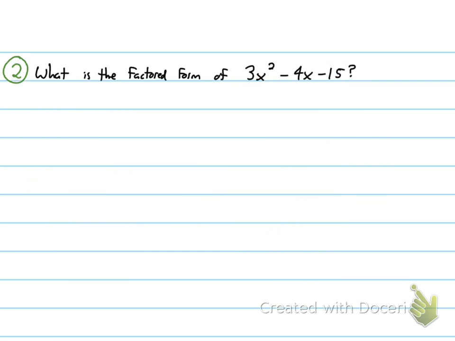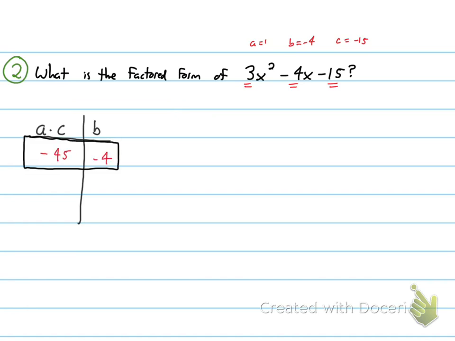In our second example, I want to know, what is the factored form of 3x squared minus 4x minus 15? Again, I'm going to make my AC chart here. My a value is 3, b is negative 4, and c is negative 15. So I want two numbers that multiply to give me 3 times negative 15, which is negative 45, and add up to give me negative 4.